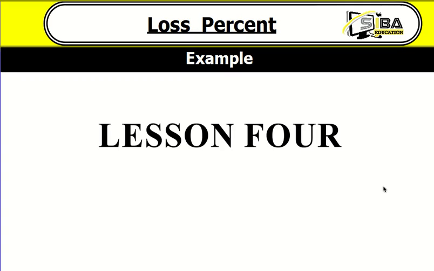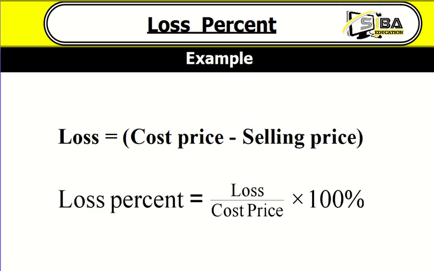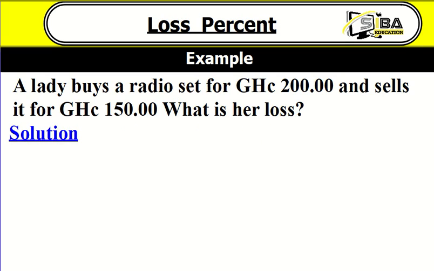Today we want to continue with our lesson under percentages, and this time we are looking at loss percent. To calculate loss, as we already know, we have the cost price minus the selling price, and to find loss percent is loss over cost price times 100. And so, let's look at a typical example.